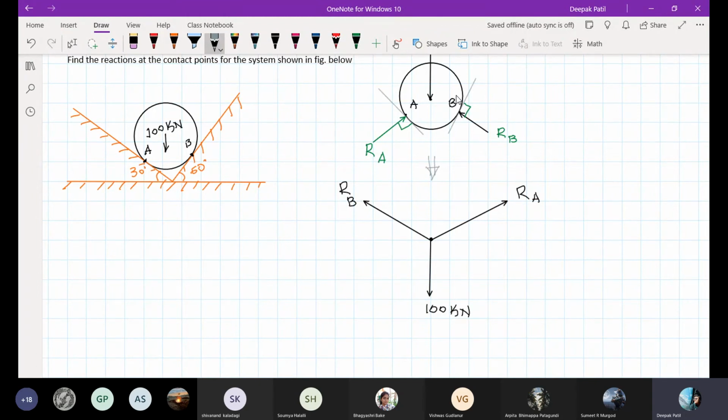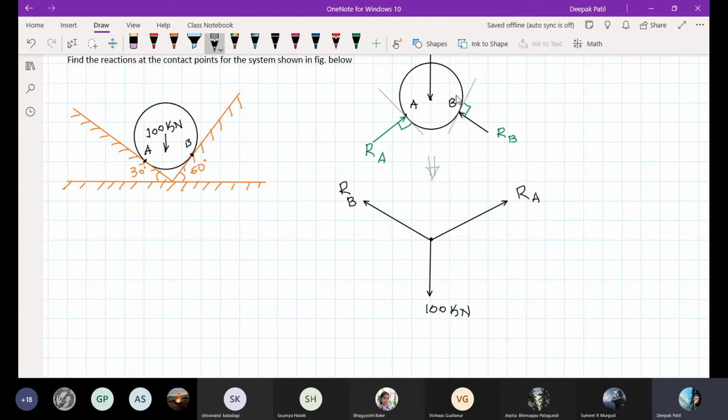Now, tell me whether I can apply Lami's theorem. Yes, perfect. I can easily apply Lami's theorem because there are coplanar concurrent forces acting away from a point and all of them are in equilibrium. But the hurdle is that I don't know the angles between them, but surely I can calculate them.